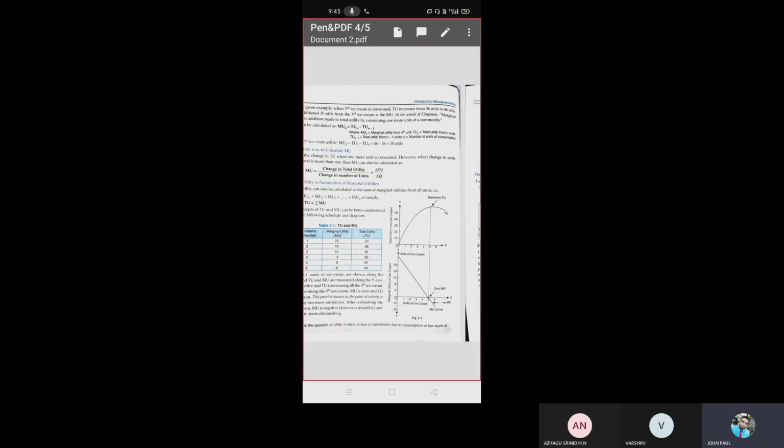Now I want to discuss the law of diminishing marginal utility. What is that concept? Let me share one example, ice creams: the number of ice creams we are about to consume, the marginal utility derived from each consumption, and the total utility.